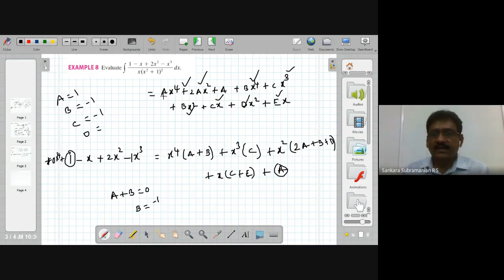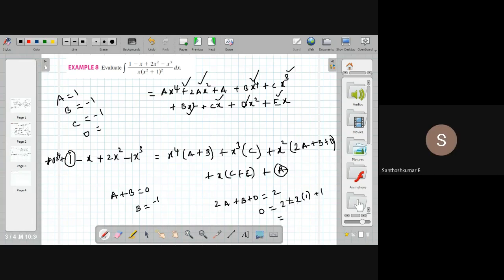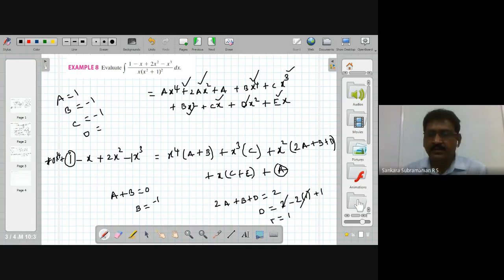So at last we want to find d. I can find it from the coefficient of the x square term. You have 2a plus b plus d is equal to 2. I want to find d. d equals 2 minus 2a minus b, which is plus 1. 2 minus 2, so d equals 1. So we have done the job.